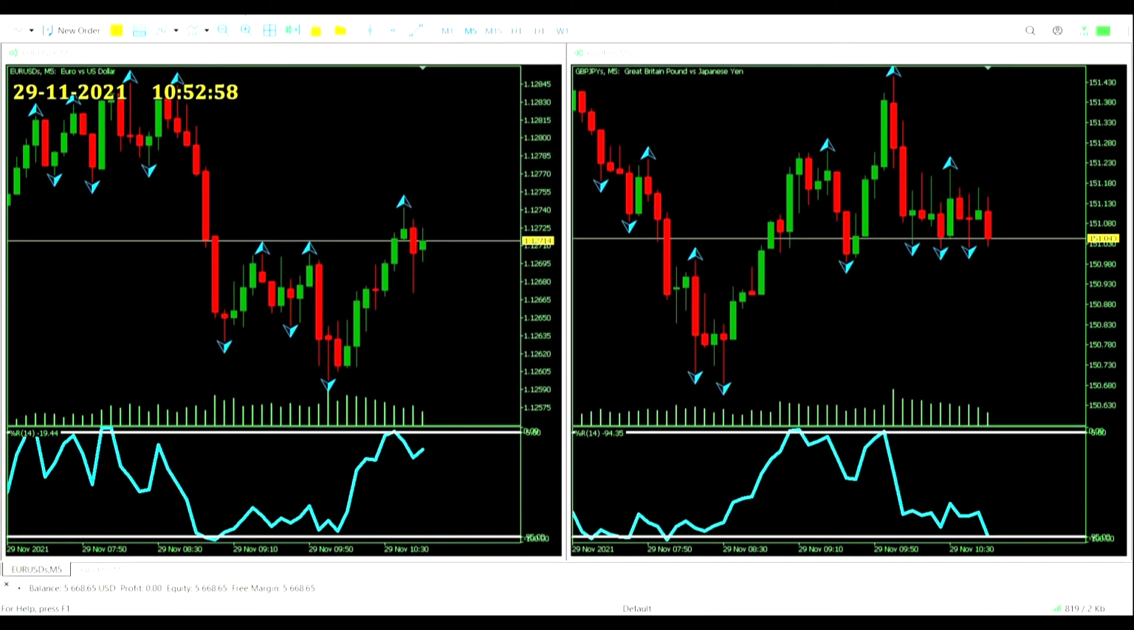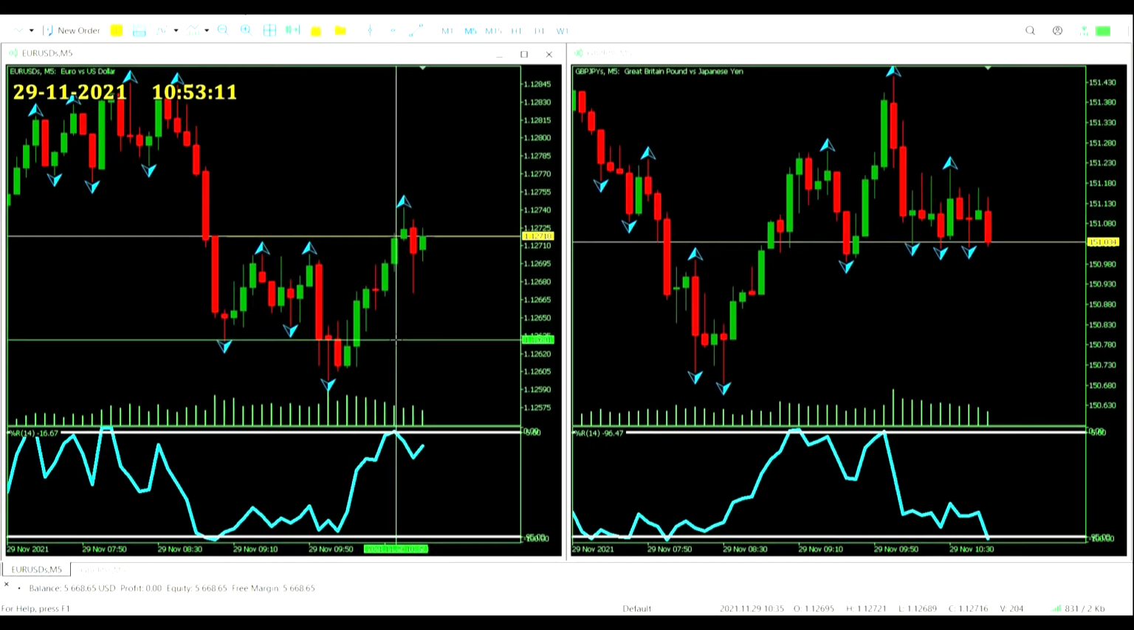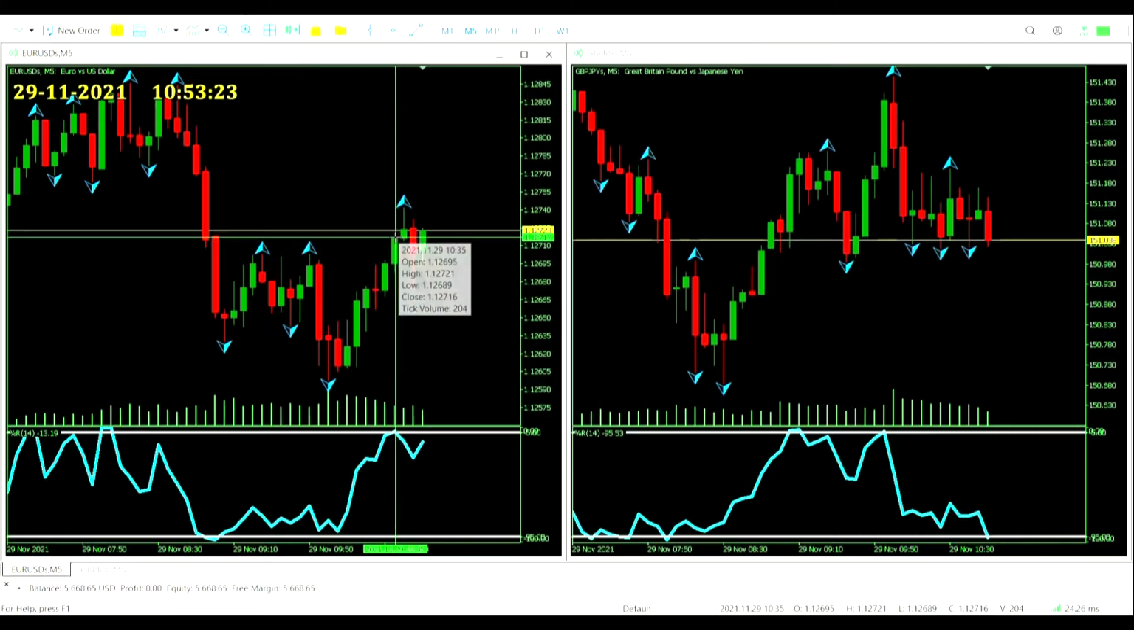Okay. Here we are in the charts. Got our 2 currency pairs pulled up. Euro US dollar on the left, Great British Pound Japanese Yen on the right. It is almost 5 to 11, and we can see just a couple periods ago on the Euro US dollar, the Williams percent range did close in an overbought value, -4.07. This candle here was the close.